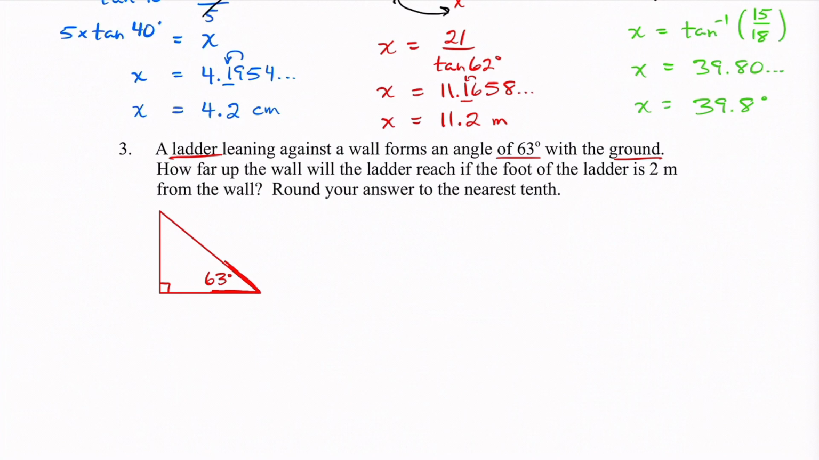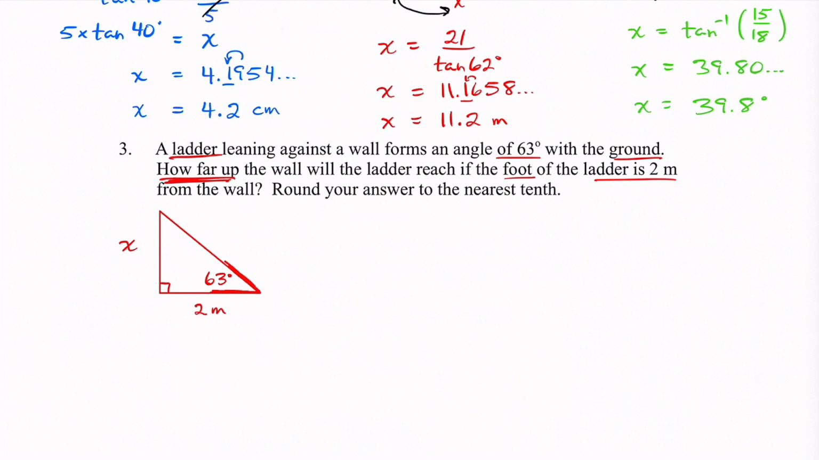And then it asked how far up the wall will the ladder reach if the foot of the ladder is 2 meters from the wall. So we pushed the ladder 2 meters from the wall so that it was tipped over. So this is going to be 2 meters. And we want to find how far up. So that is going to be right there, and we can just call that x.